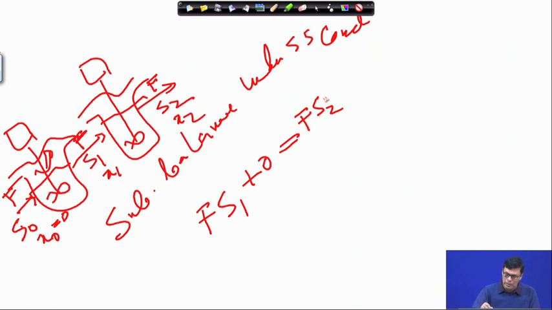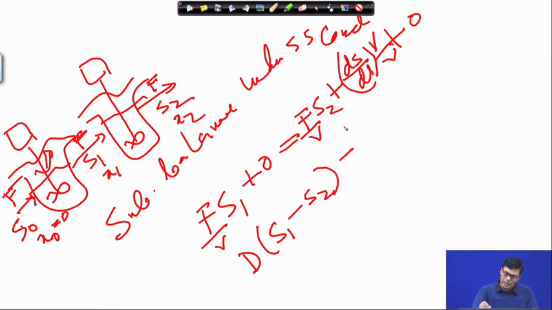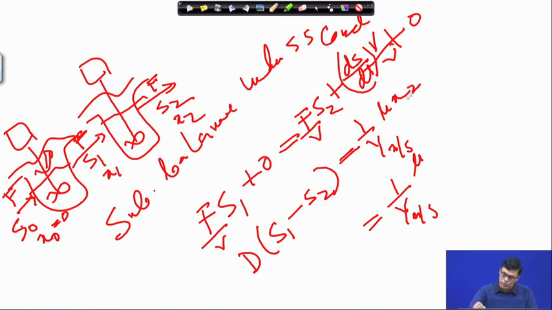And what is the rate of substrate consumption? It is dS by dt into V, and the rate of accumulation will be equal to 0. Am I right? If you divide both sides by V, then we can write D into (S 1 minus S 2) equal to dS by dt. What we can write is dS by dX times dX by dt, which we have shown you before: this is equal to 1 by Y X by S, and dX by dt equals mu into X. Then I can write 1 by Y X by S times mu times X 2, the second reactor, am I right?